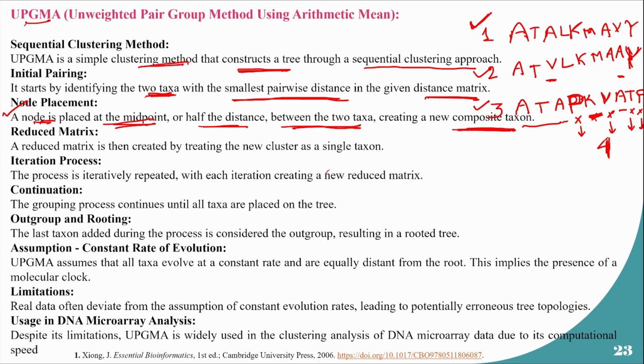Yeah, so it is a reduced matrix. A reduced matrix is then created by treating the new clusters as a single taxon, and you just iterate over this process one after another.